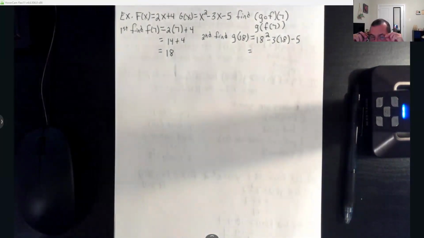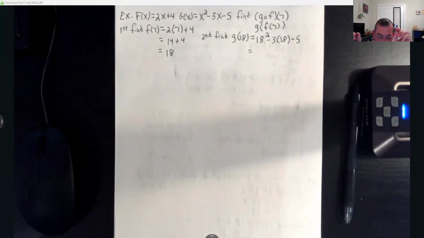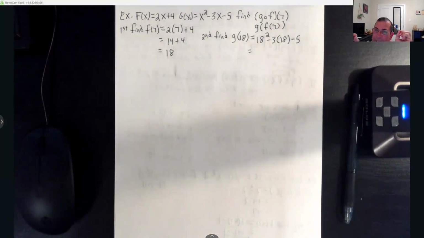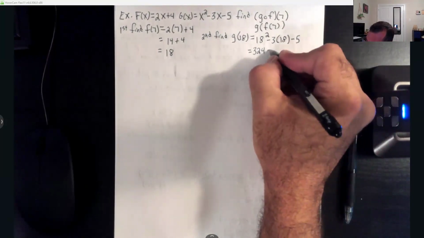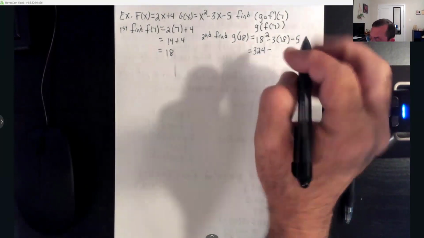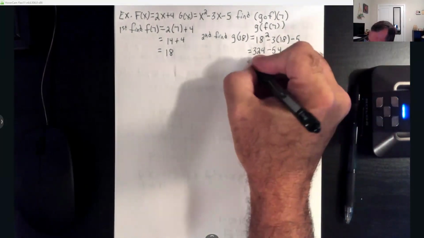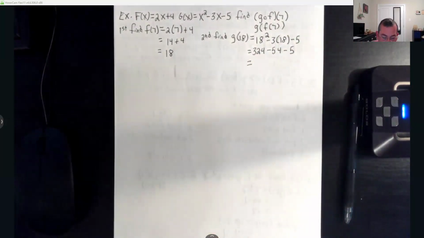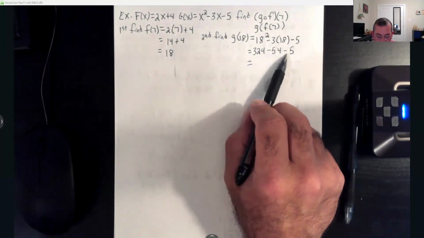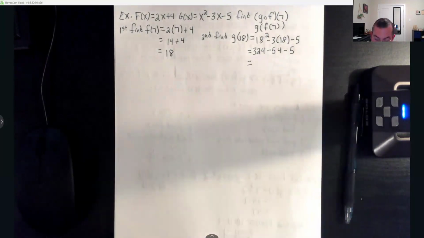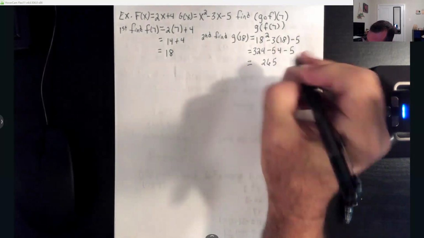Now, y'all, ooh, that 18 is a big number to square. So if you've got to, hit it on the calculator. But 18 times 18 is 324. That'll be minus my 3 times 18, which is 54. And then minus my 5. Now it looks like all we got to do is take that 324, subtract 54, and then subtract 5 more. Doing all of that, I get a final answer of 265.